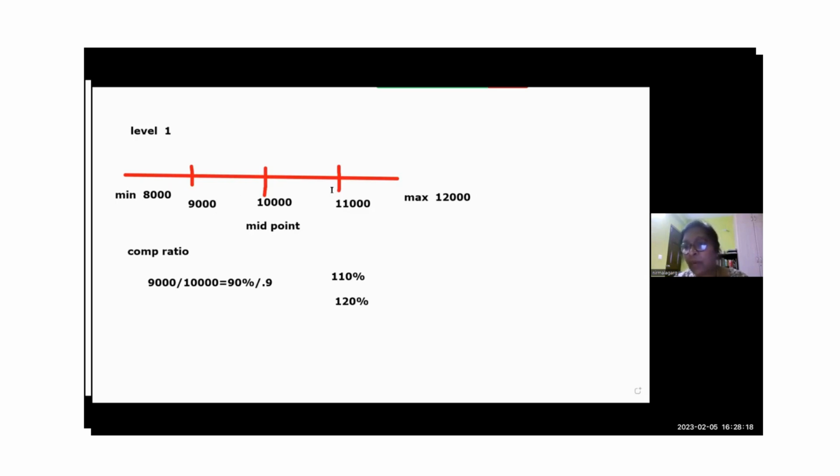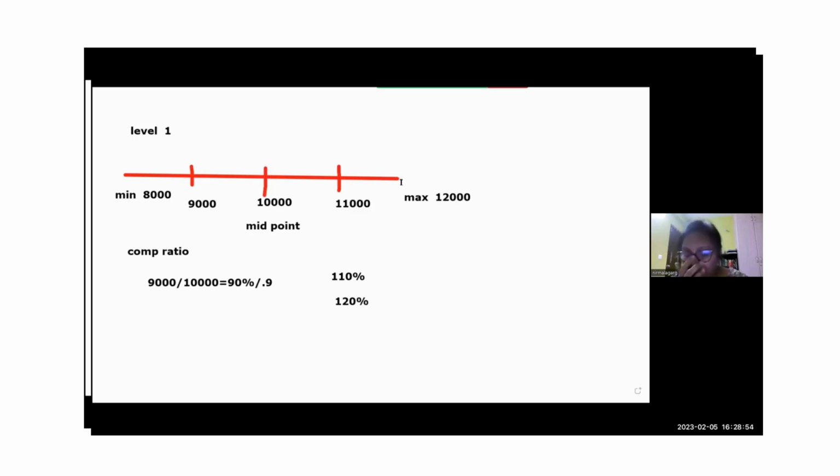Got it? Why? If I hire a person at 110 or 120, already near max, where will he go next year? I'll have to promote him. Got it? So typically the hiring policy depends on what kind of Compa-ratios you want to hire at. So they will say, okay, 85 or 90. Now, people who are at 110 may get maximum one more increment. After that, they have reached the max. Then what do you do with them?